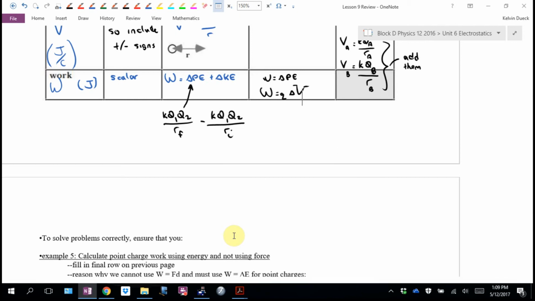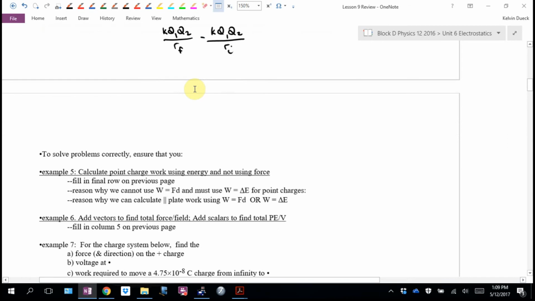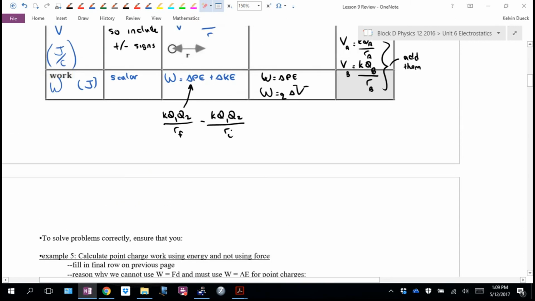That's kind of putting everything together. What do I use when? So I wrote on the next page, to solve stuff correctly, make sure you calculate point charge work using energy and not force. And make sure you, well, here's what I wrote here. Why can't we use force times, oh, sorry, by the way, little nerd trivia for you here. You can write this down if you want, but you don't need to.